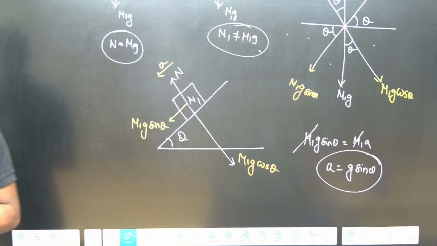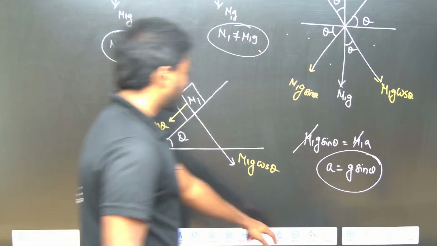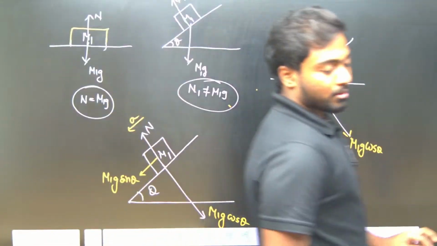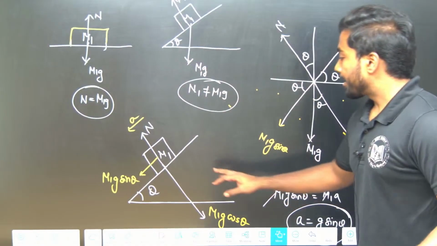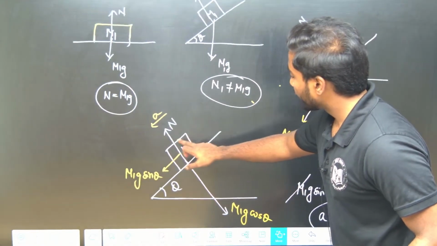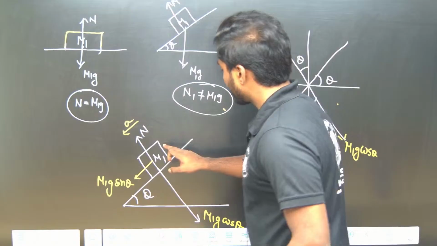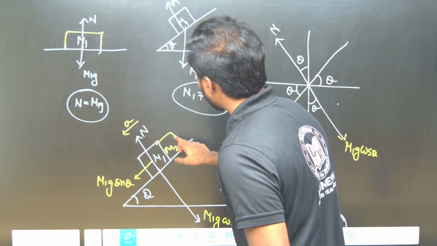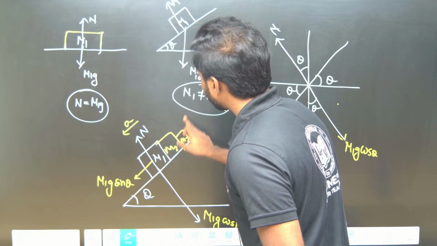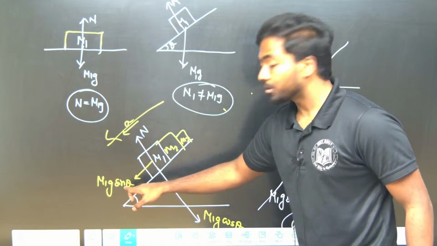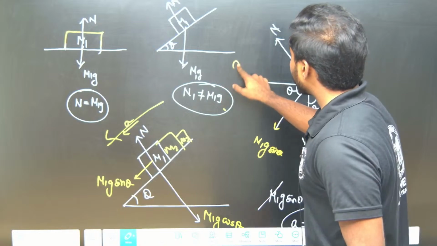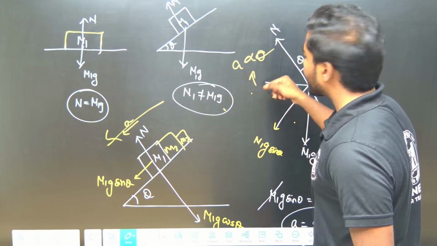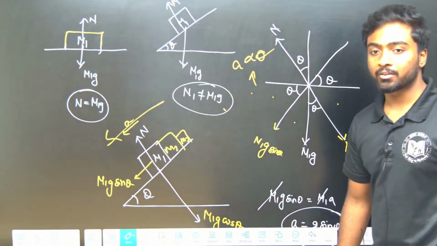Okay. So with this I will conclude today's class. Yes, this is like when I talk about another block, that is M2 or another block M3, the total acceleration will depend upon angle theta only. So A will be directly proportional to sin theta. If theta increases, A also increases, right?